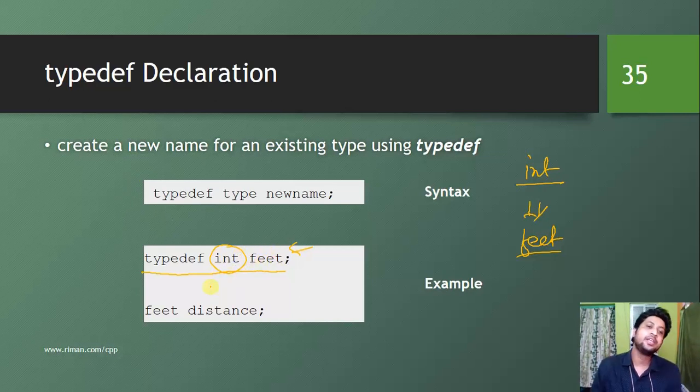Now you can use either int distance or fit distance. So this is actually declaring a variable, an integer type of variable. This is an integer variable, though we have defined it as fit because we have renamed the integer data type, or int, as fit. So typedef is nothing but renaming to a new data type. So that's why we have this syntax, typedef type rename.